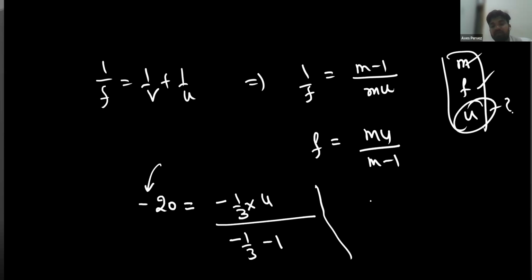Now solving this one, minus 20 equals, when you multiply these, you will get minus u by 3, upon, when you take the LCM of minus 1/3 minus 1, that is 3/3, this will add up and you will get minus 4/3. Got it?